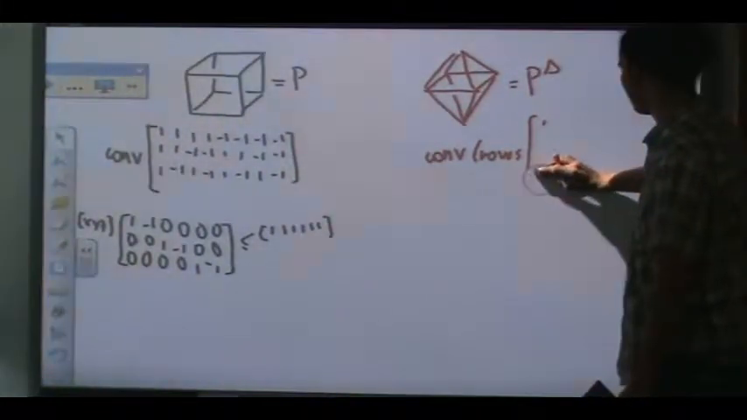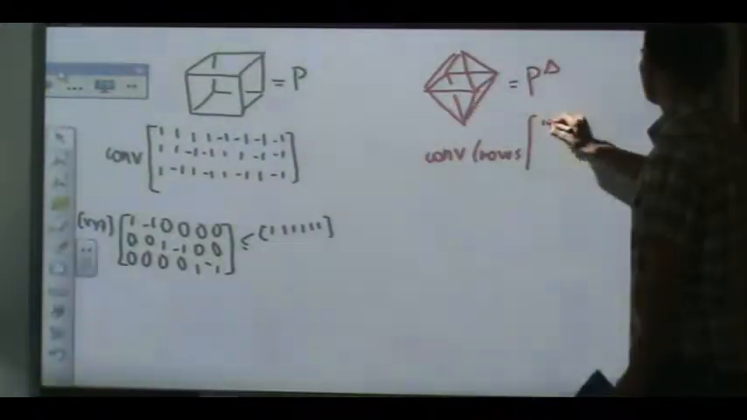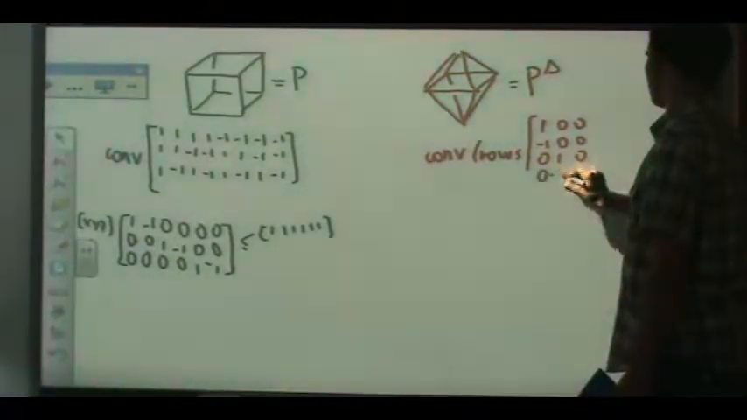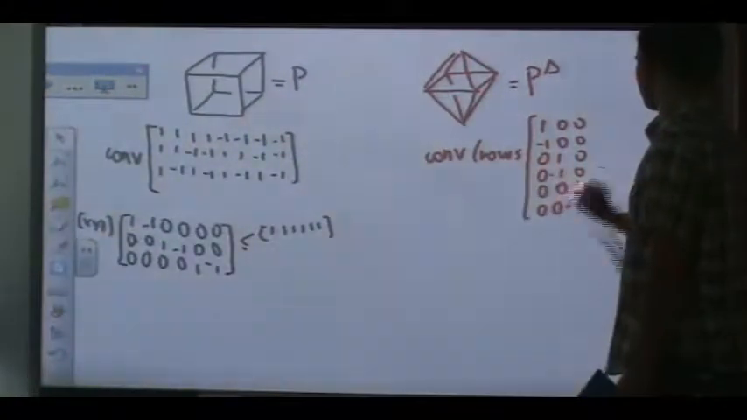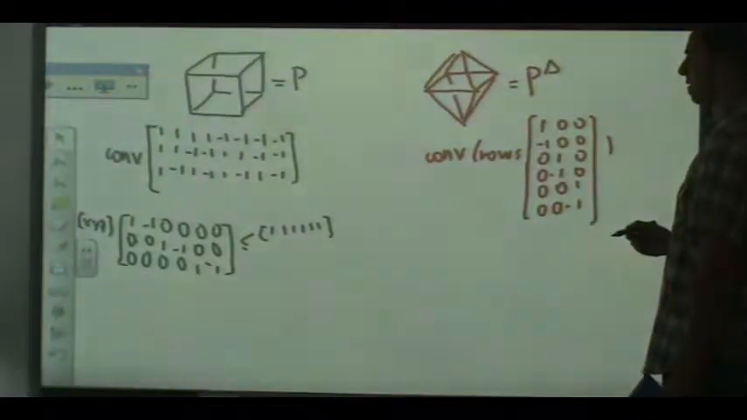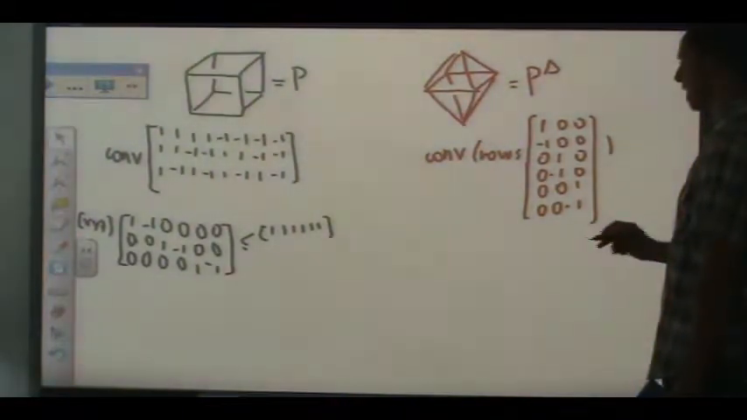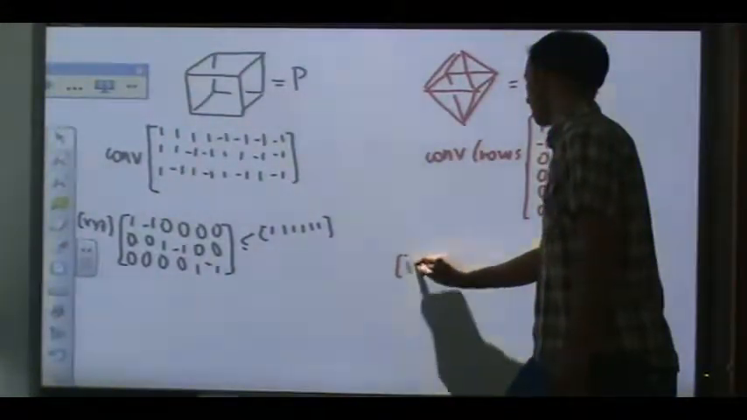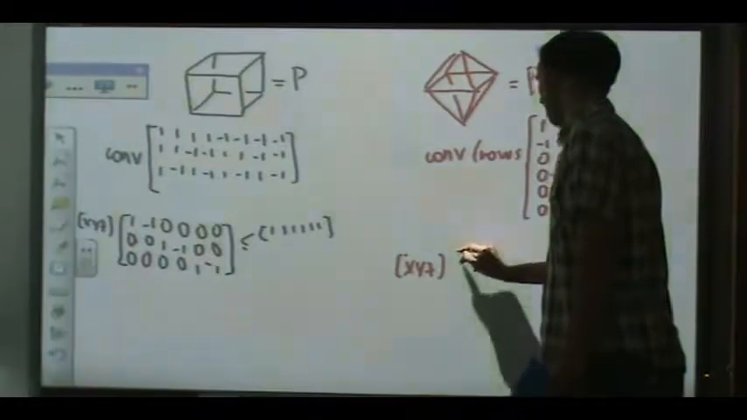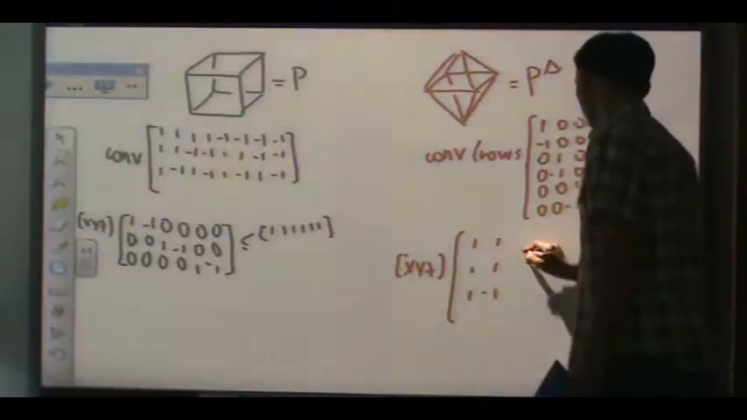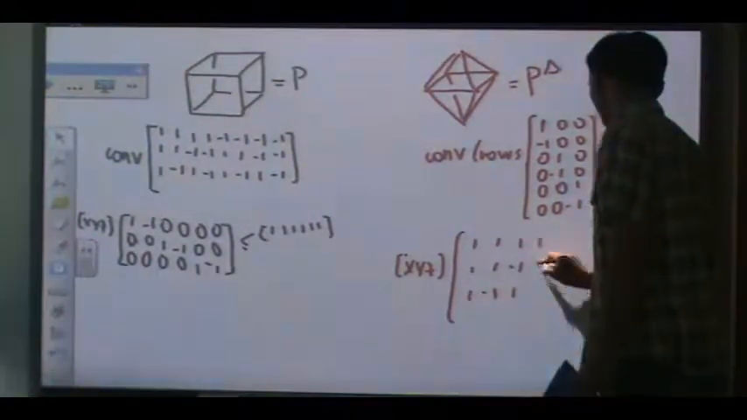I get confused with this dual thing also, but you get used to it. 1, 0, 0, minus 1, 0, 0, 0, 1, 0, 0, minus 1, 0, 0, 0, 1, and 0, 0, minus 1. Okay. And this is given by the inequalities: x, y, z times this matrix over there, 1, 1, 1, 1, 1, minus 1, and so on.